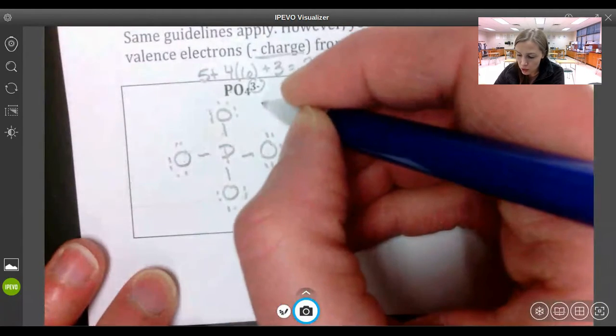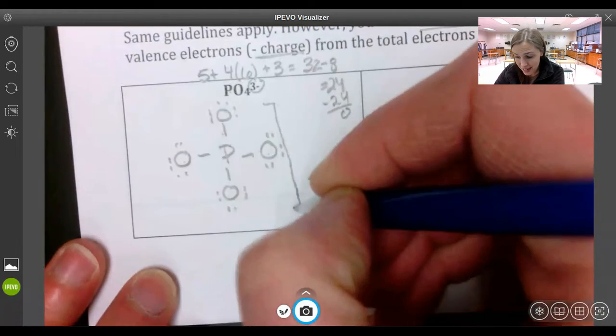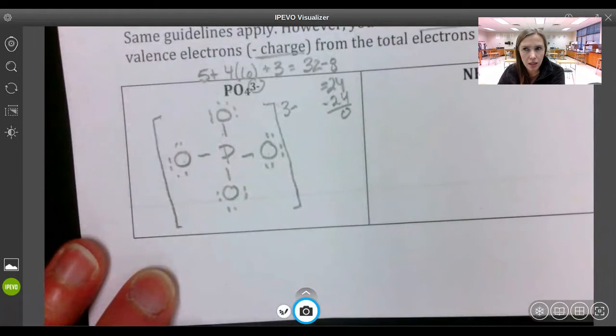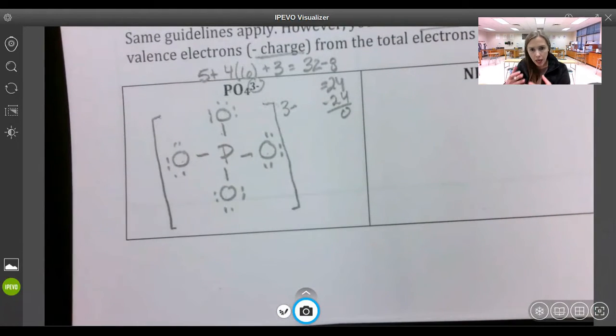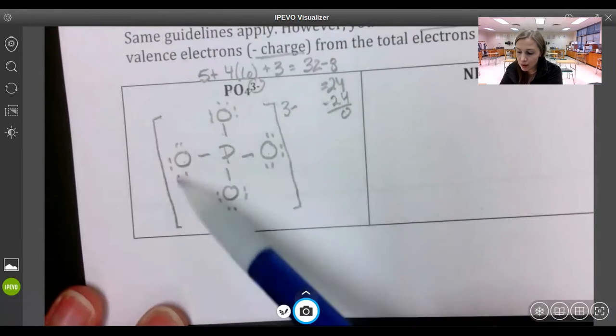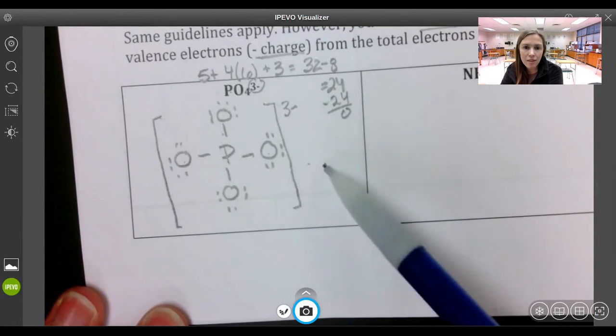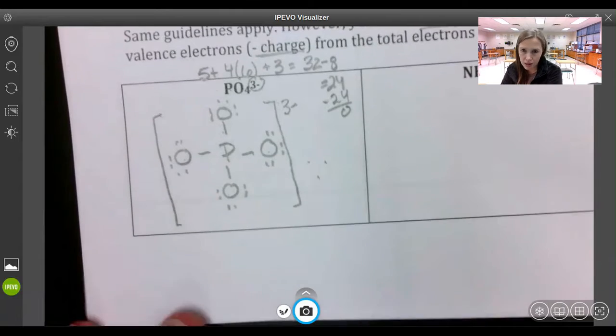One little thing with this, though, is that because this is a polyatomic ion, I'm going to be putting brackets around it. Okay, and then I'm going to indicate the charge on the outside of the brackets, just kind of like how we did our Lewis dot diagrams for a single ion with the brackets and the charge on the outside. Just keeping in mind that with our polyatomic ions, they actually have these covalent bonds on the inside, and then they can form an ionic bond with another ion.